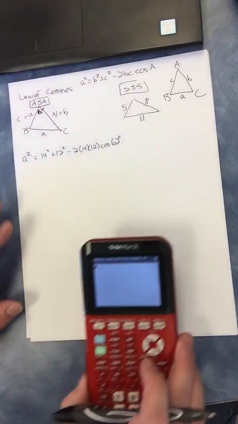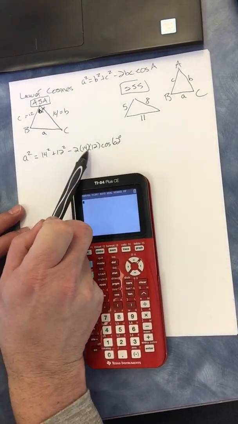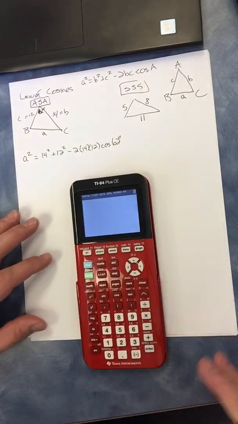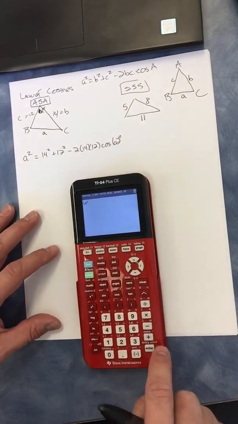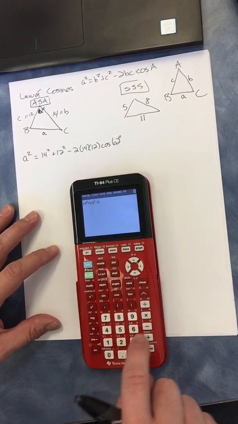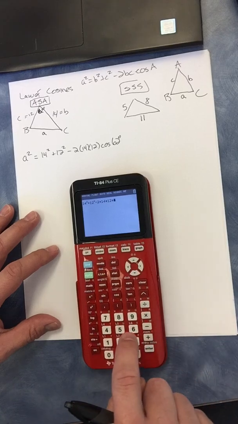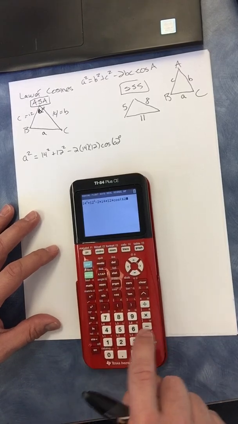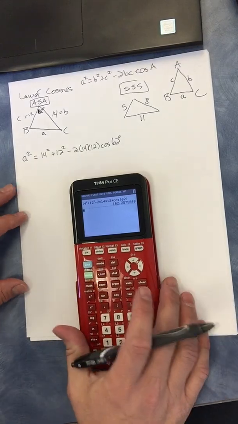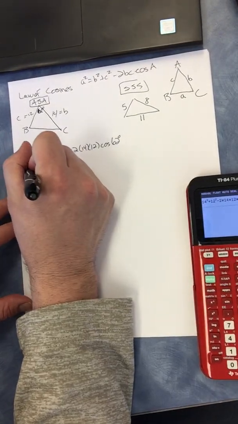Okay, make sure that your calculator is in degree mode. When this is by itself and you have every single one of these numbers, you can just put the whole thing in your calculator. So I'm going to go 14 squared plus 12 squared, I'm going to type it just like it is, minus 2 times 14 times 12 times the cosine of 62. I get 182.257. Now that's a squared.